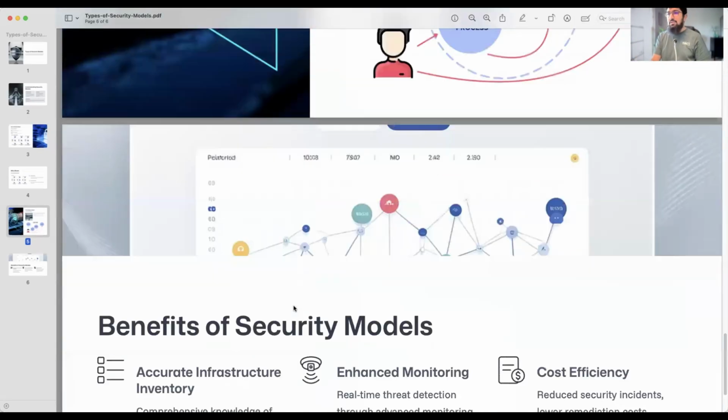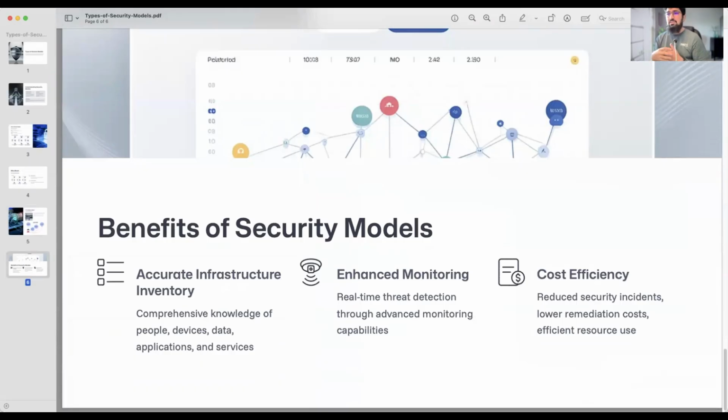So the one thing I would definitely give you is accurate infrastructure inventory. It's one of the benefits if you implement security models, and also enhanced monitoring. Robust security models incorporate advanced monitoring capabilities like security information and event management, security orchestration and automation, and network detection and response. These systems analyze logs and events to identify security concerns in real time, enabling faster threat detection and response by security operations personnel, right? Of course, we have another benefit, which is called cost efficiency. It reduces security incidents, which lowers the cost.